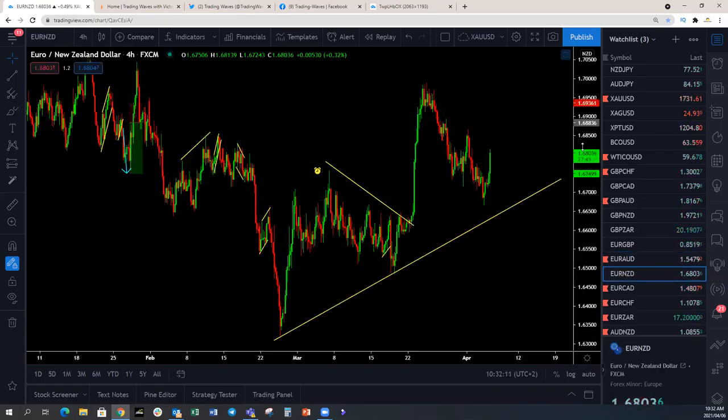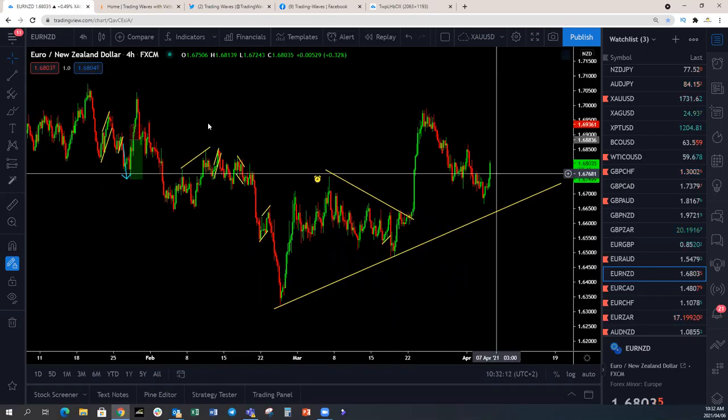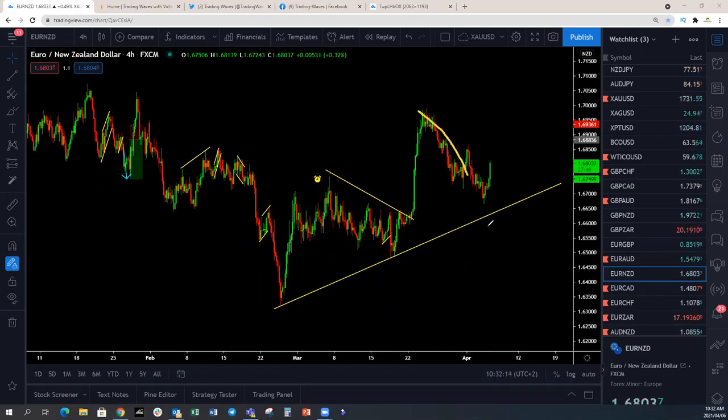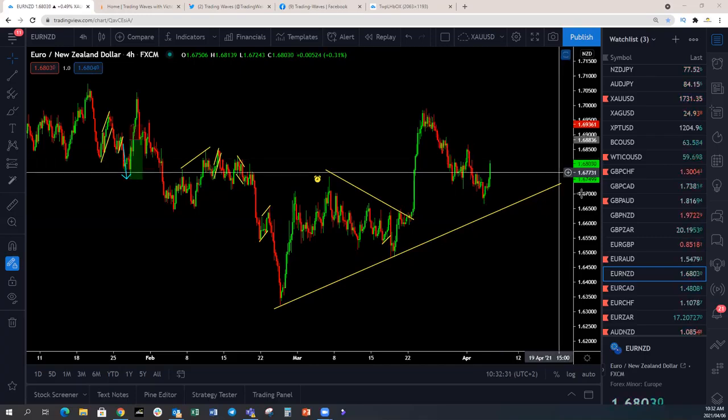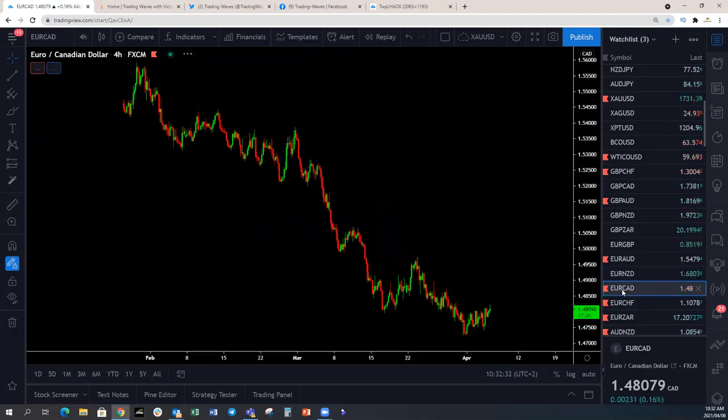Euro New Zealand. Euro New Zealand, we're looking at these two go all the way to the downside. But we've got an impulsive move. Let's wait for this one to give us more data. We'll watch it as it breaks above this corrective structure. For now, there's no trade setup.